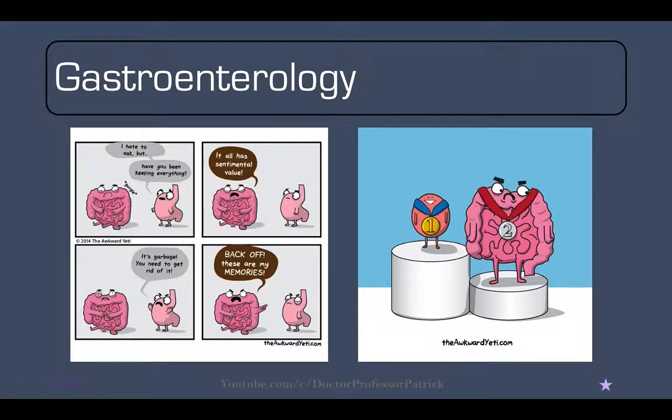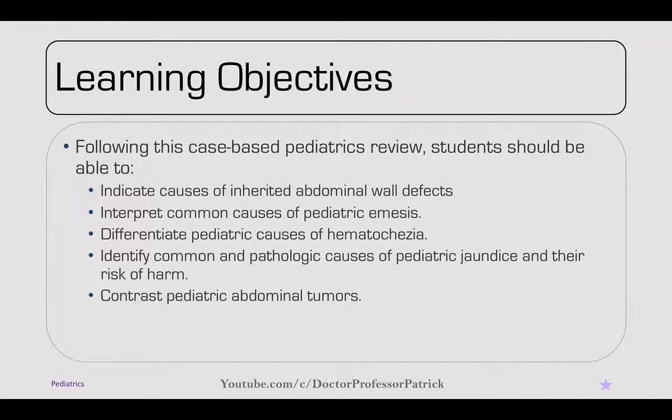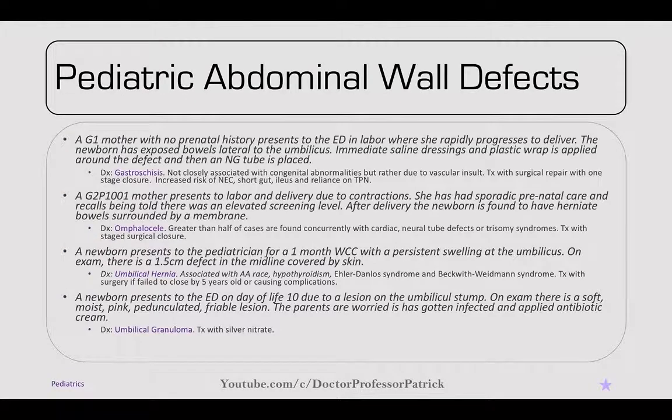We're going to be going through the GI section as well as endocrinology and hematology and nephrology. So the learning objectives for GI are to indicate causes of inherited abdominal wall defects, to interpret common causes of pediatric emesis, to differentiate pediatric causes of hematochezia, to identify common pathologic causes of pediatric jaundice and their risks, and to contrast pediatric abdominal tumors.